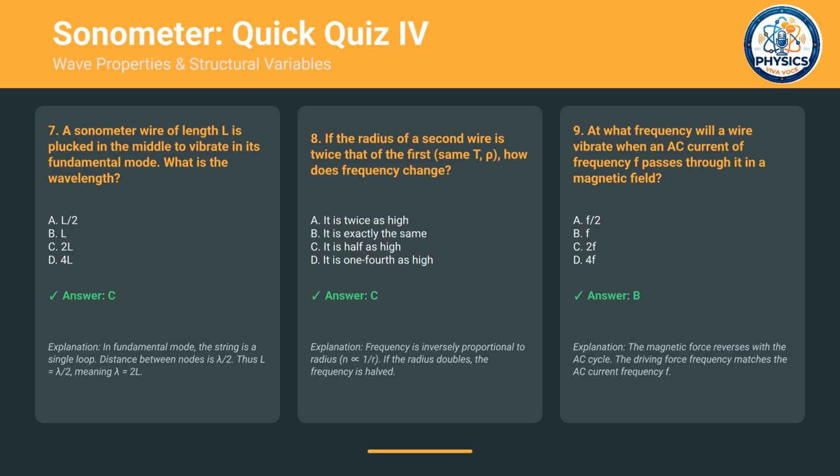Question 7. In the fundamental mode, the wavelength is twice the length of the string, or 2L. Question 8. If the radius doubles, the frequency is halved, since frequency is inversely proportional to the radius. Question 9. An AC current in a magnetic field causes the wire to vibrate at the current's frequency.